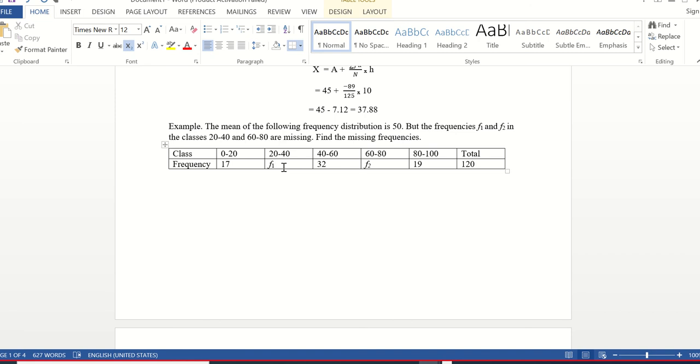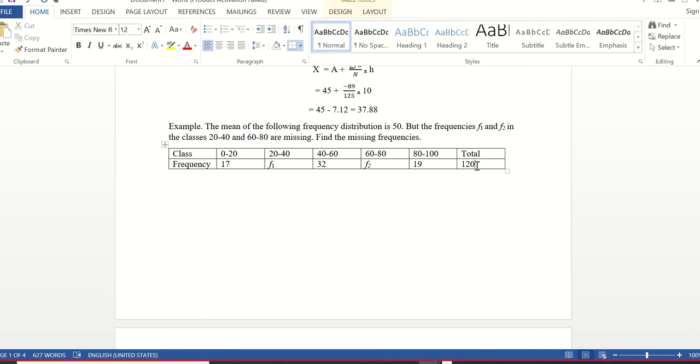Next, 60 to 80. This frequency is again not given to us, so we have mentioned it as F2, the second missing frequency. Then next is 80 to 100. This is given to us as 19. And the total is also given to you, that is 120. So this is the question given to us.